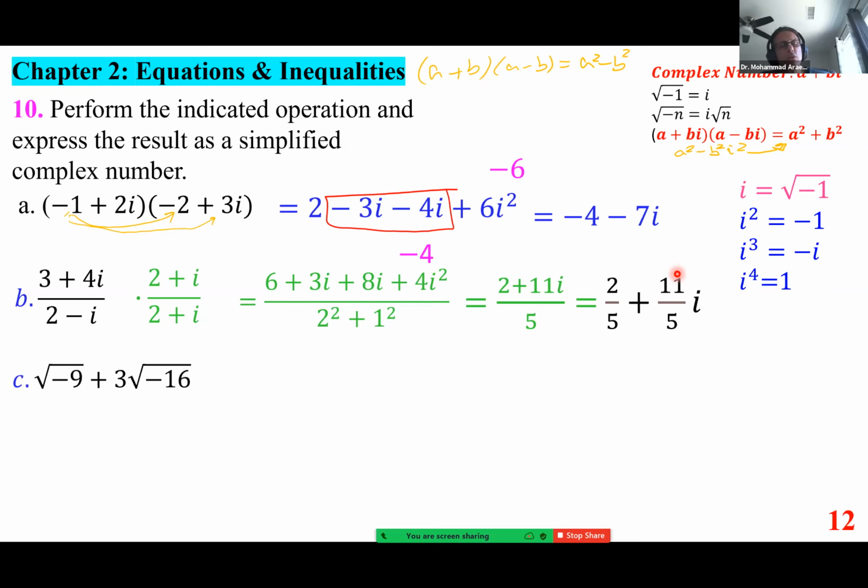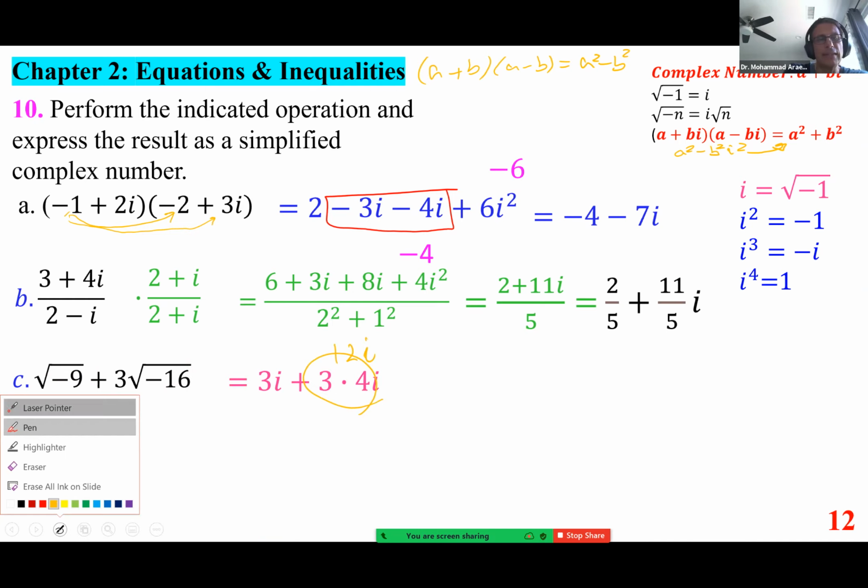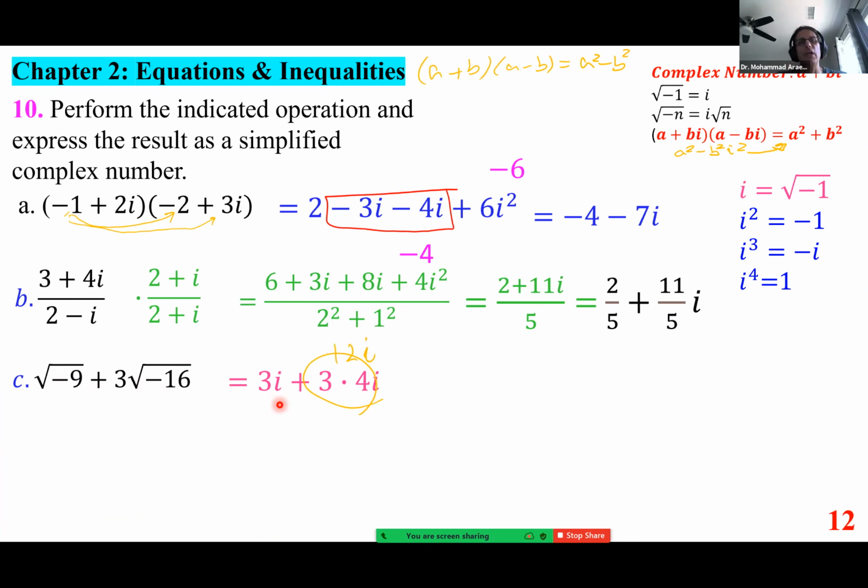In order to take care of the business here, you got to get rid of the negative sign. So you must change this to 3i plus 3 times, you must change this to 4i. Their product is 12i. We're going to add this to 3i and we end up with 15i.